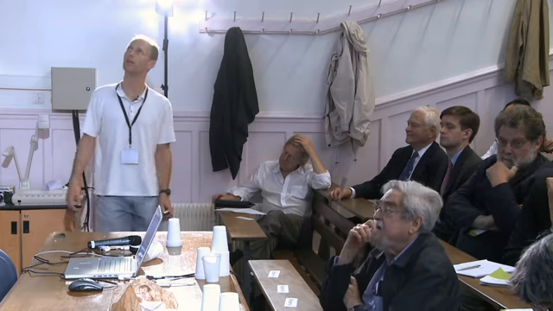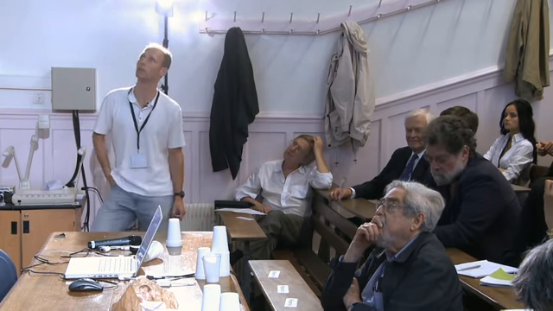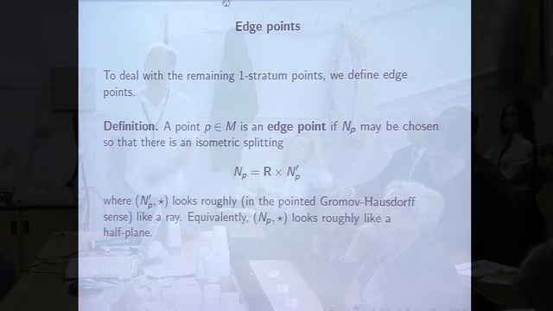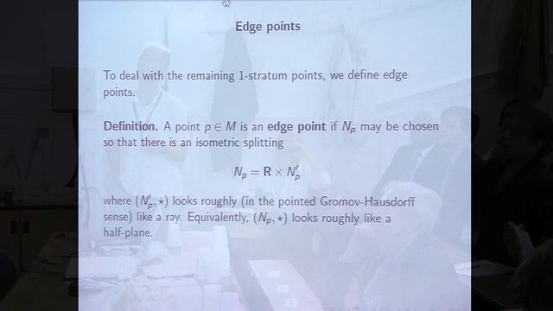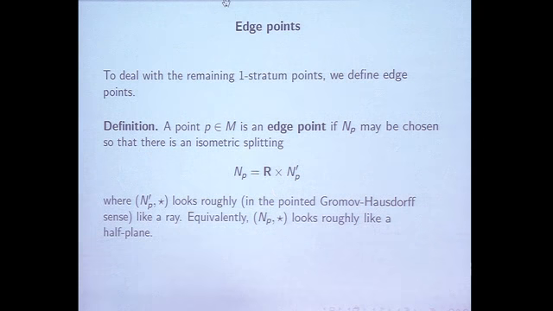Now, there's another type of point that we have to deal with in connection with the 1-stratum. So you define edge points. A point is an edge point if this model manifold splits like this. Again, R cross something. But instead of having controlled diameter, it should look roughly, formally in the pointed Gromov-Hausdorff sense, like a ray. Okay? So if the cross-section looks like a ray, then R cross that looks like a half-plane.